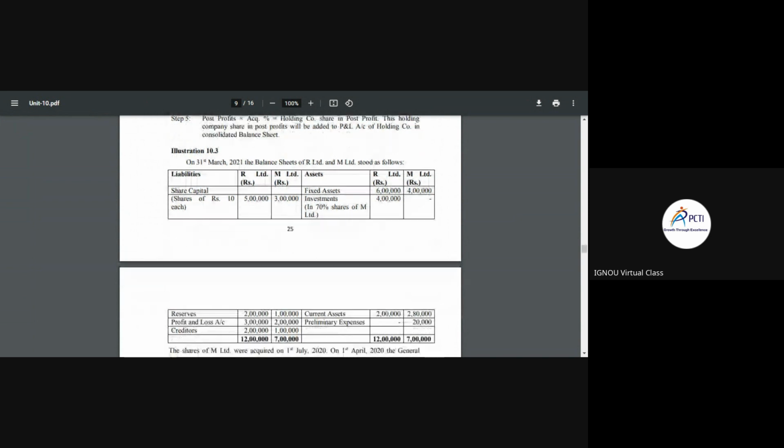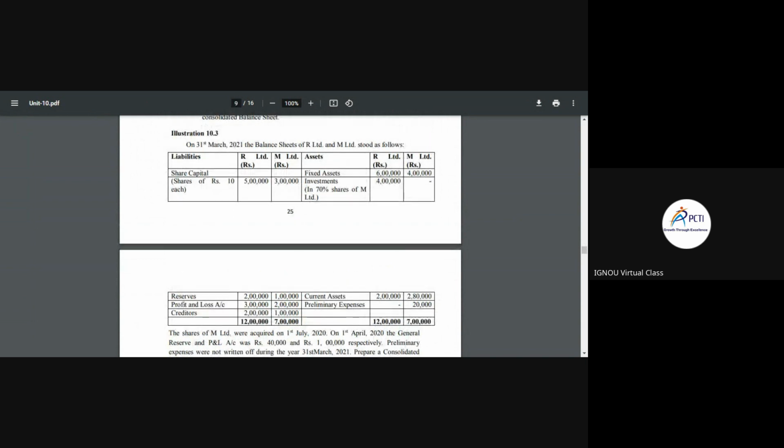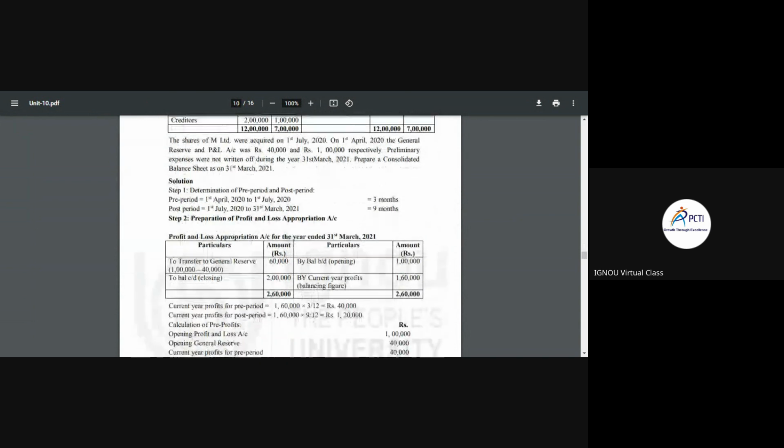So here we have an illustration. We will discuss this. We have an investment of 70% shares of M Limited, and we have reserve, current liability, and everything. Then we have some additional information: M Limited was acquired on 1st July 2020, and on 1st April 2020 the general reserve and P&L account were 40,000 and 1 lakh respectively. Then we have preliminary expenses which were written off during the year ended 31st March 21. Prepare a consolidated balance sheet as on 31st March 21.